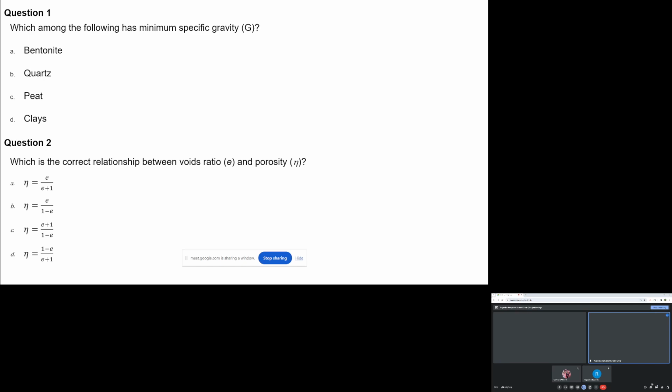Which among the following has minimum specific gravity? Option A, bentonite. Option B, quartz. Option C, peat. Option D, clays.